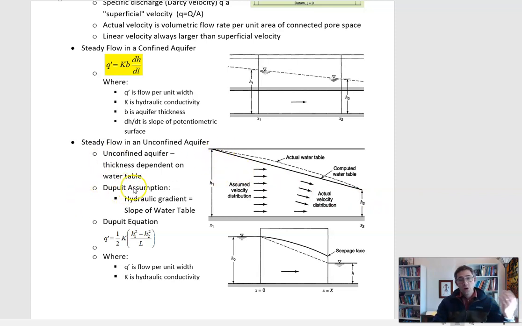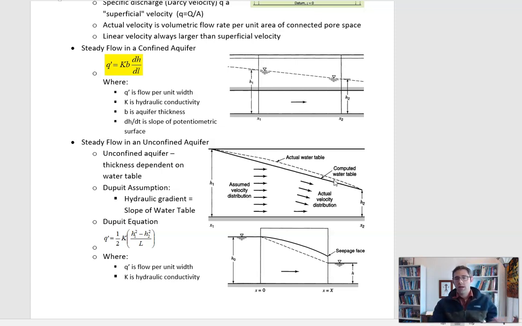And Dupuit made an assumption that this water table, we're going to assume that the hydraulic gradient is actually the slope of the water table. So you can remember from open channel flow where we talked quite a bit about in uniform flow we have all those slopes, the bottom slope, the surface slope, and the energy grade line slope, they're all the same. In non-uniform flow where the depth is changing over some distance, they're not the same.